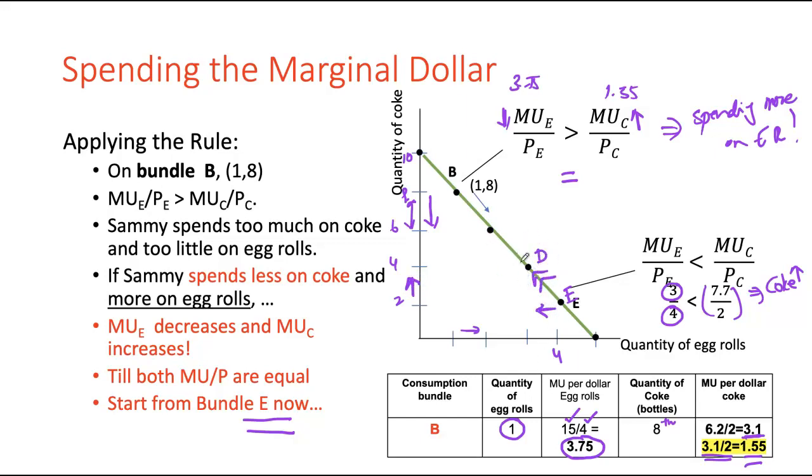Here eventually you'll again see a higher per dollar marginal utility from Coke, and you'll keep on moving till you reach your bundle C, which is your utility maximizing bundle. At bundle C, per dollar marginal utility is exactly equal or approximately almost the same. So there's no incentive for you to change your behavior or change your spending pattern now. This is your utility maximizing bundle.